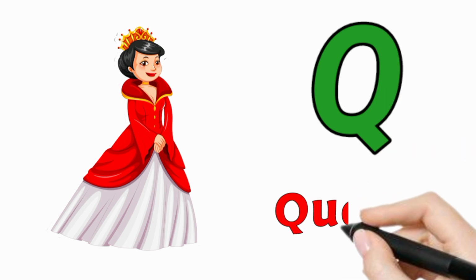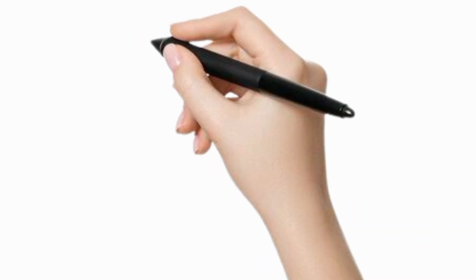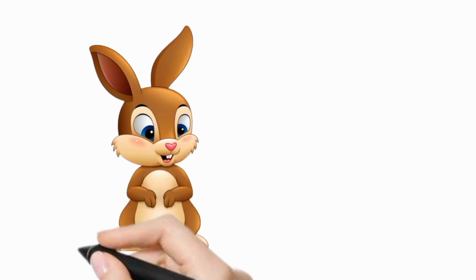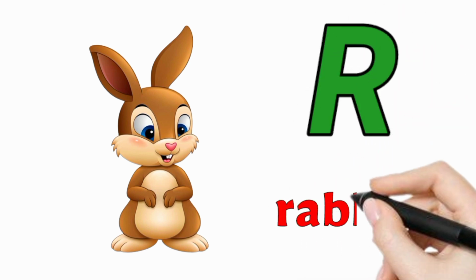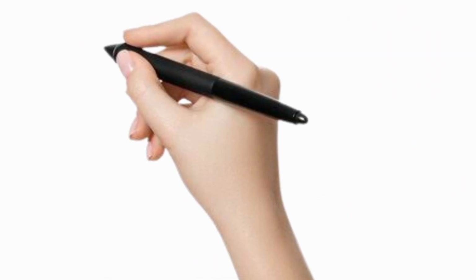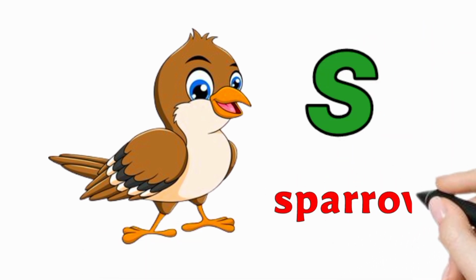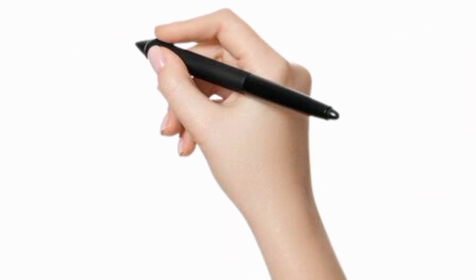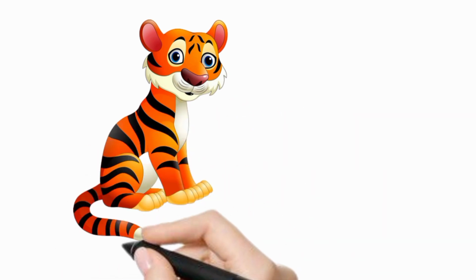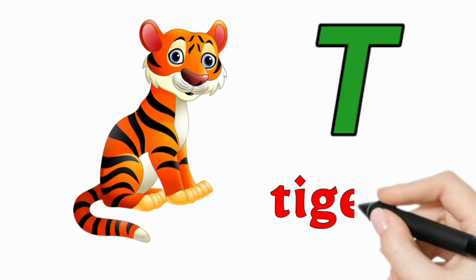Q for queen. Queen means Malka. R for rabbit. Rabbit means khargosh. S for sparrow. Sparrow means chidiya. T for tiger. Tiger means cheetah.